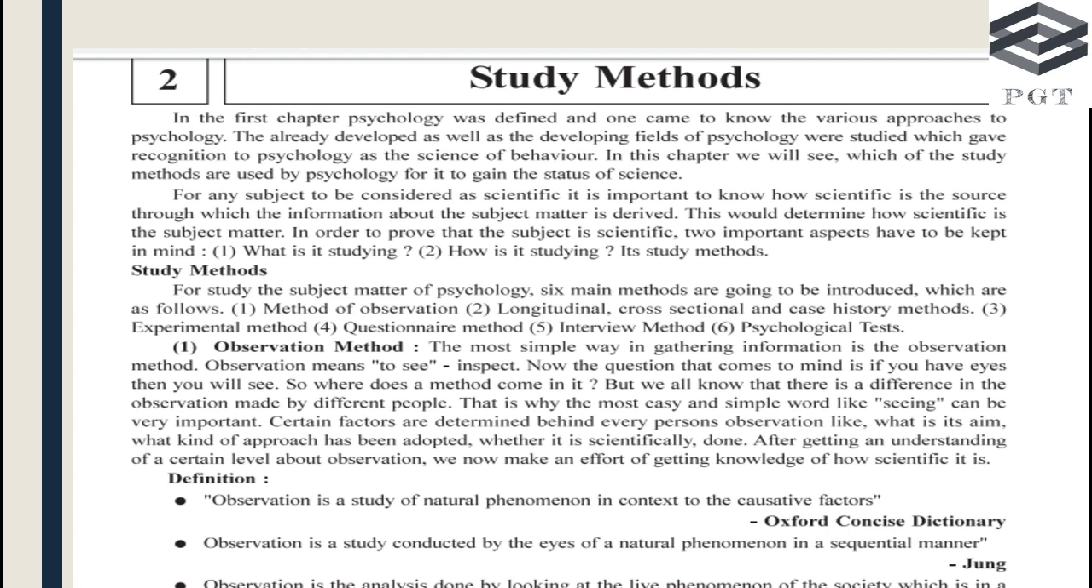So study methods have the subject matter, and there are 6 main methods which have been introduced, as follows: method of observation, longitudinal, cross-sectional, case history methods, experimental method, questionnaire method, interview method, and psychological test.